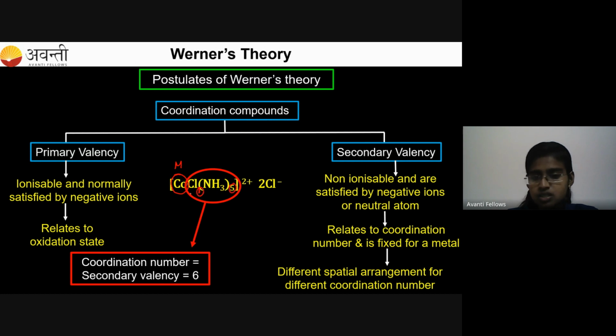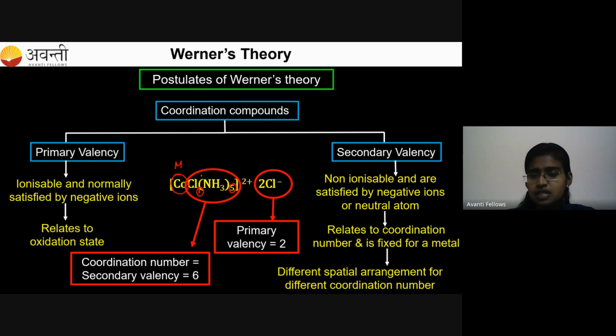So what is the coordination number? 6. 5 plus 1 is 6. Which is nothing but the secondary valency. Now, what is the primary valency? It is 2. Why is the primary valency 2? They are ionizable, right? So the 2 Cl minus can be ionized. They are coming out. So the primary valency is 2.